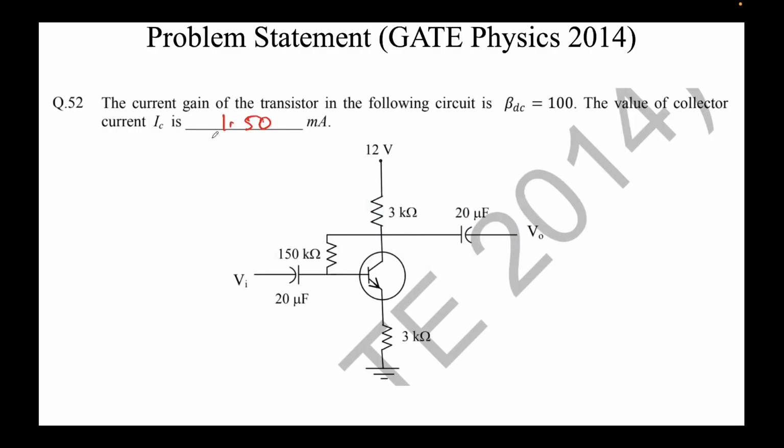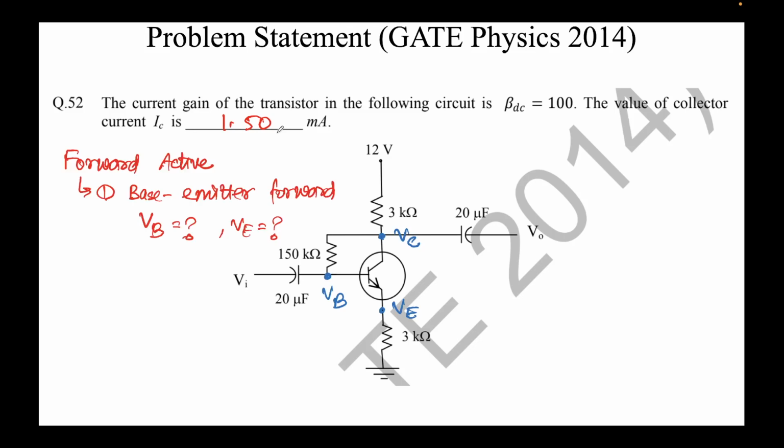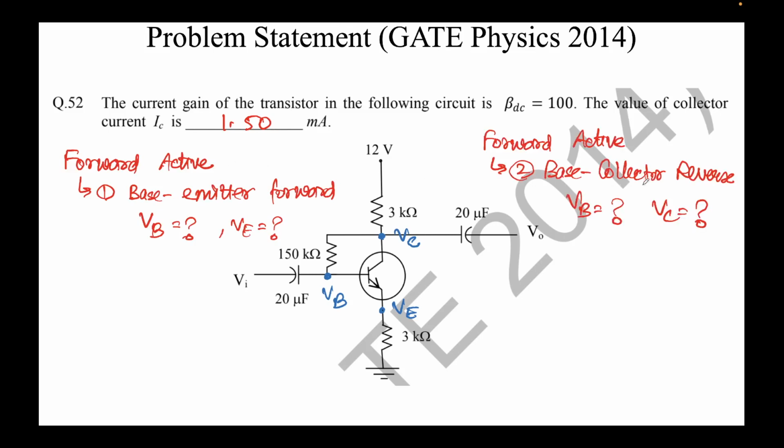Now that we have obtained the collector current to be 1.5 milliamps, let's confirm that this device is indeed in forward active mode. I have labeled the 3 nodes of this BJT, and we'll confirm the first assumption of forward active mode, that the base emitter junction is forward biased. So we need to find the voltages VB and VE. We'll see if this assumption is correct, and also whether the base collector junction is reverse biased, which is the second assumption for forward active mode. For that we need to find the voltages VB and VC.